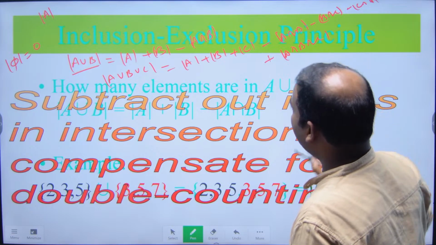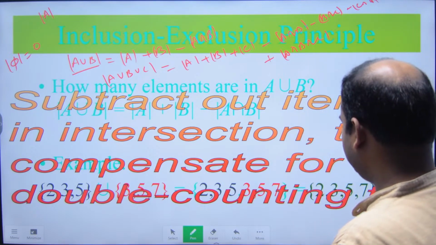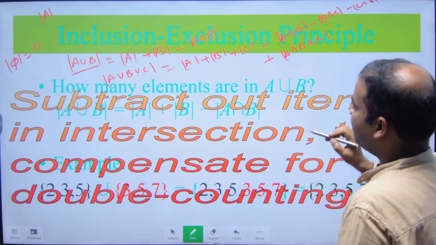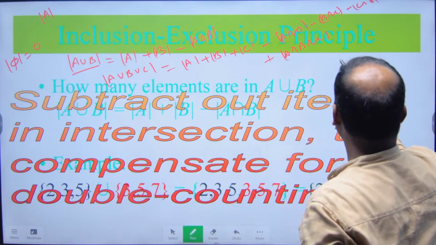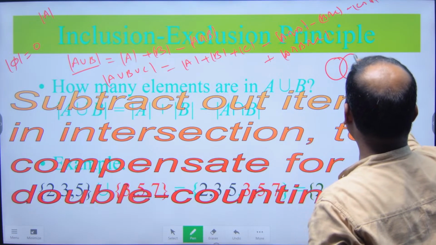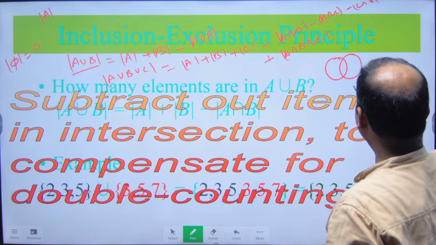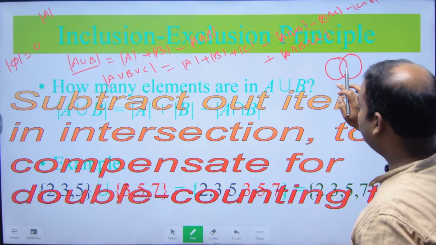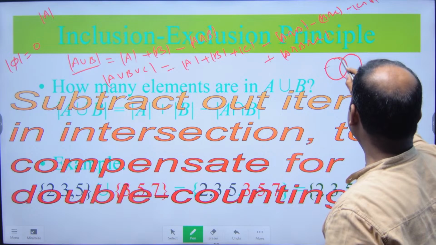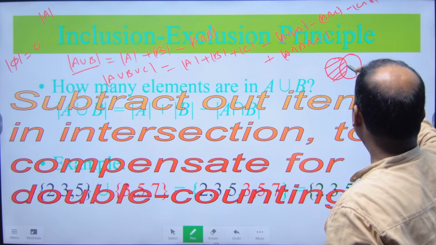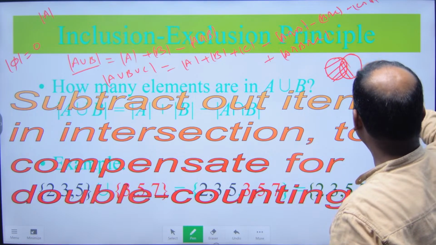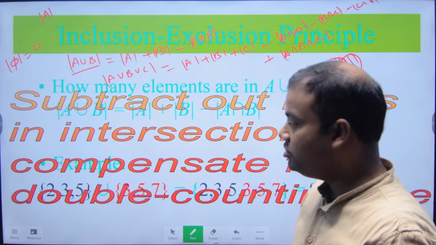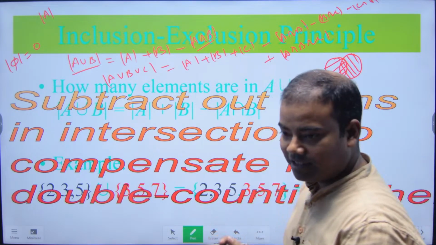Now why is it like that? First try to do this. What is A union B? When we are finding A union B, we are finding all elements in this. So when we are adding A and adding B, what happens? This portion is added twice. So that's why we have subtracted this.